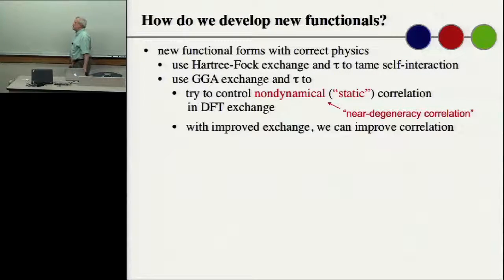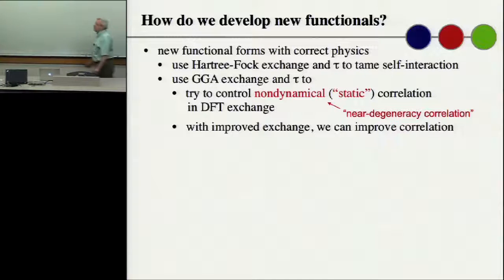So how do we develop new functionals? Because this is one of the things we've been doing. Well, we look for new functional forms with the correct physics. Remember I pointed out that in density functional theory, you have the kinetic energy of the electrons, the Coulomb energy of the electrons, and then this exchange correlation functional. Now the Coulomb energy of the electrons, which for specialists is sometimes called the Hartree potential, but I like to think of it as the classical Coulomb interaction of that density of electrons.